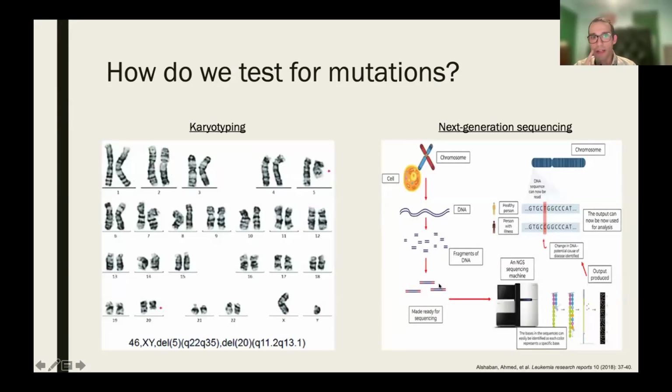I didn't plan on spending as much time as I did on the nitty-gritties of the different kinds of genetic mutations and what they mean. So I might skip this slide. This is just highlighting what these tests look like in the lab.